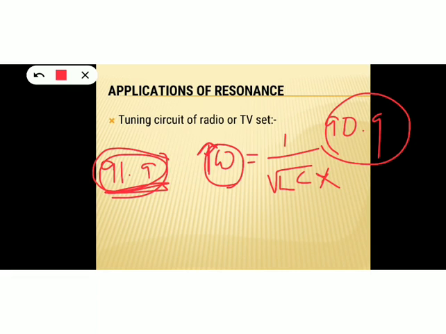But when the amplitude reaches near the resonant value, the sound is not clear. So you might have experienced the situation when the frequency changes even to 91.8. We are not able to listen to that particular FM channel with that much clarity, because the resonance condition is lost. So this is the most important application of resonance, the tuning circuit of radio or TV.